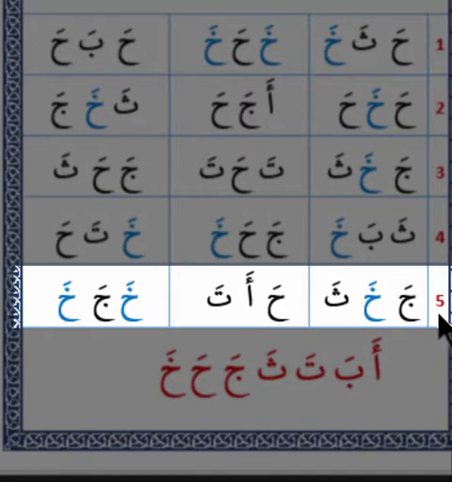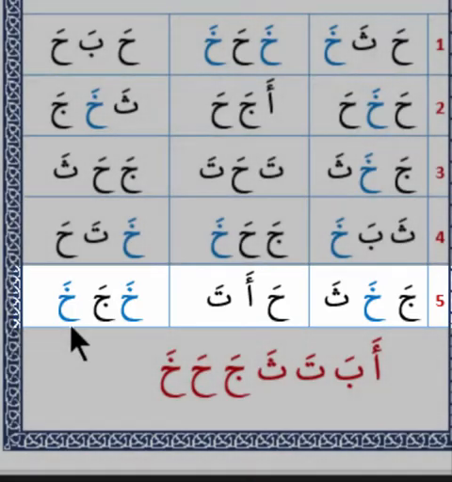Fifth line. Ja, kha. Fa, ja, kha. Fa, ha. A, ta. Ha, a, ta. Kha, ja, kha. Now we read the letters.